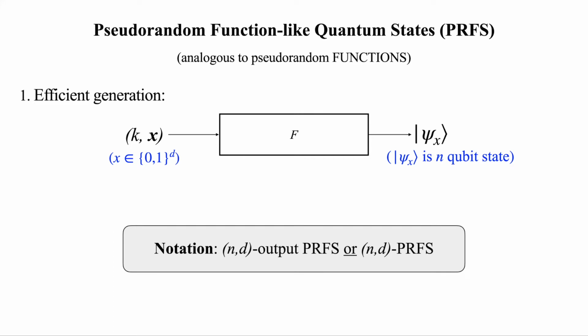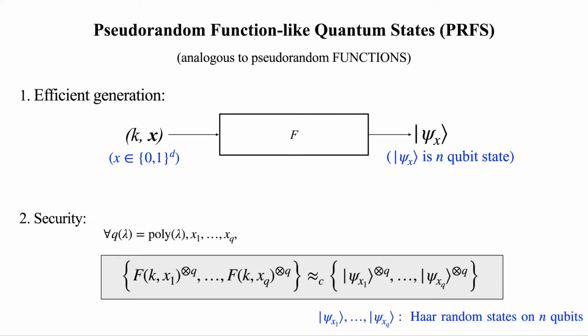Just like a PRS scheme, we require PRFS to satisfy two properties. The first is the efficient generation property. This states that there exists a quantum polynomial time algorithm that takes as input a lambda bit string k as before, and additionally it also takes as input a d bit string x, and it outputs a state psi x. We denote a PRFS to be nd output PRFS or nd PRFS if the input length is d and the output length is n.